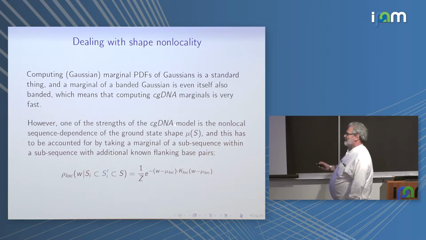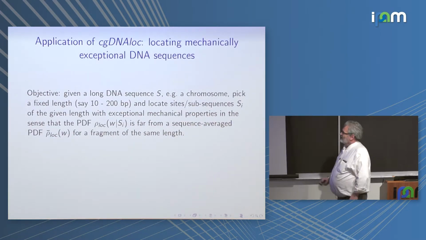And so the non-local ground state shape is very important, as I explained. There's a technical point: you actually have a slightly strange marginal, but it's just on the sequence space. So you'd have a marginal for SI, given that you have a certain flanking sequence inside the big sequence, but that doesn't really matter. So what's the objective?